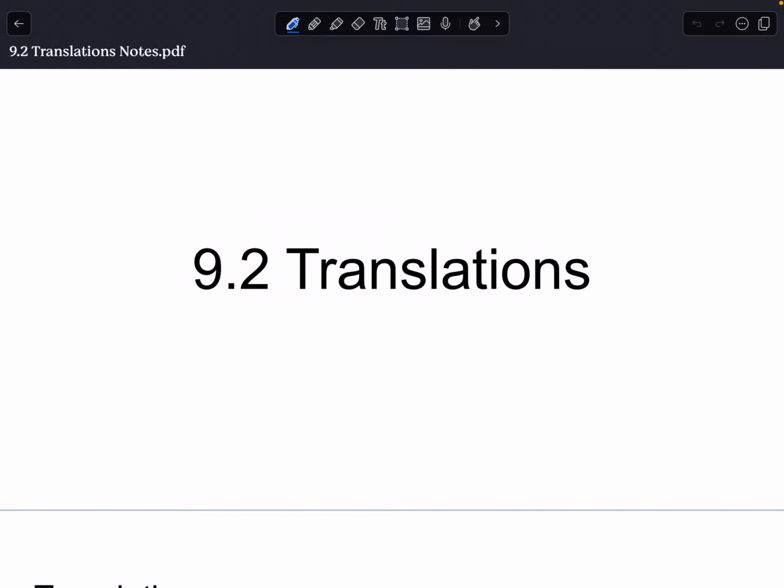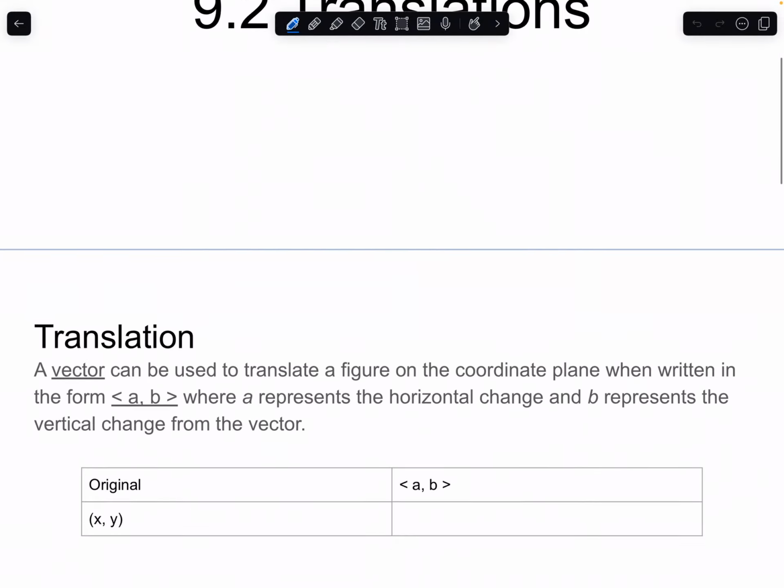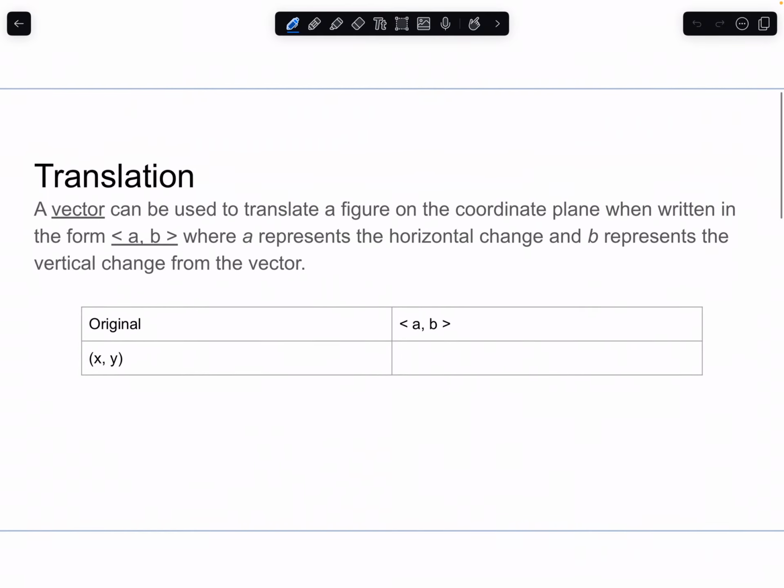Hi, welcome back. In this video, we're going to talk about translations. Now, translations is really just known as a shift. It could be a vertical or horizontal shift. When you merge those two together, and you form a horizontal and vertical shift, we can actually introduce a new topic here called a vector.